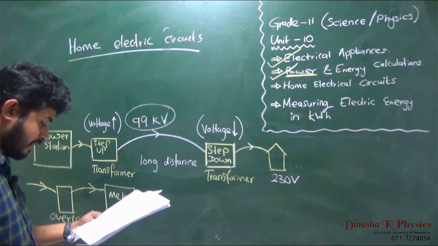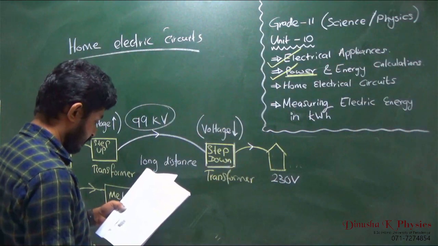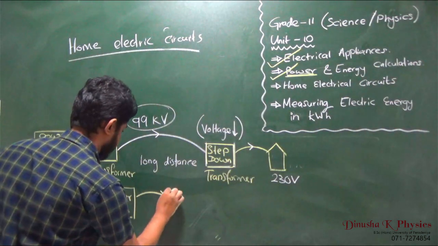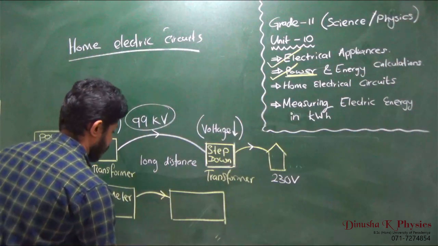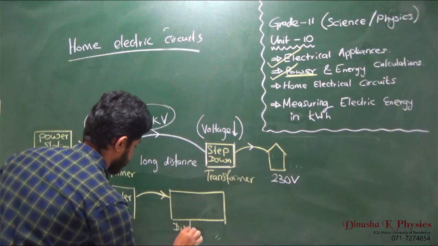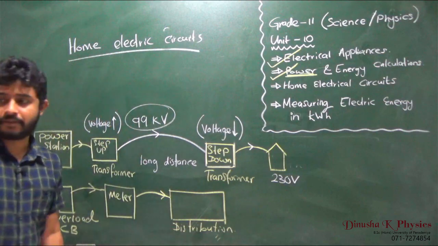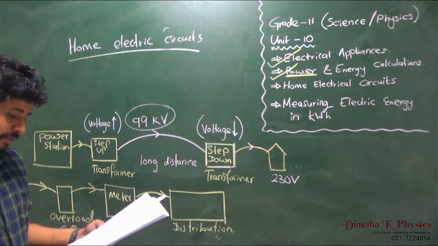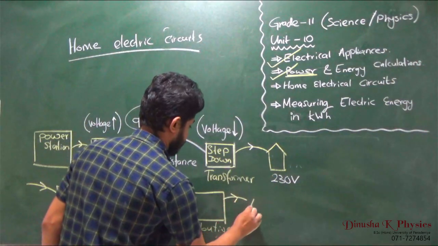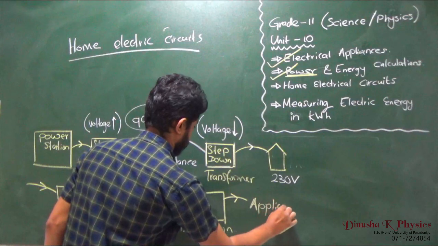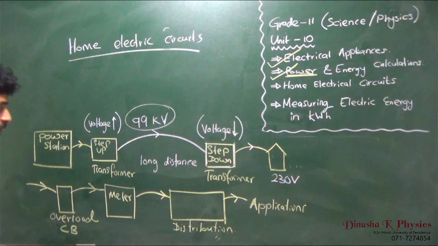ඊට පස්සේ තමයි distribution box එකට යන්නේ. හරි. අර trip switch අරවා මේ ඔක්කොම තියෙන්නේ. distribution කියලා දාන්නම්. Right. ඊට පස්සේ තමයි applications වලට යන්නේ. Right. මෙතන තියෙනවා switches.